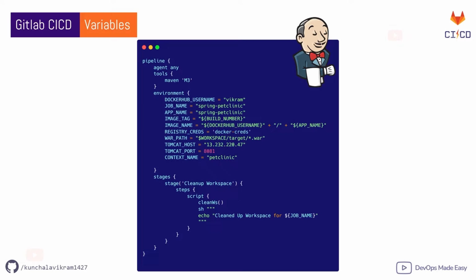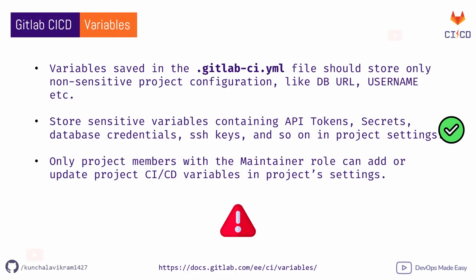So if you have seen it, we have variables defined at the pipeline. These are all the global variables. These will be inherited by all the stages, or else you can also define stage level environment variables. Those are restricted to that particular stage. So let's understand how the variable should be defined.